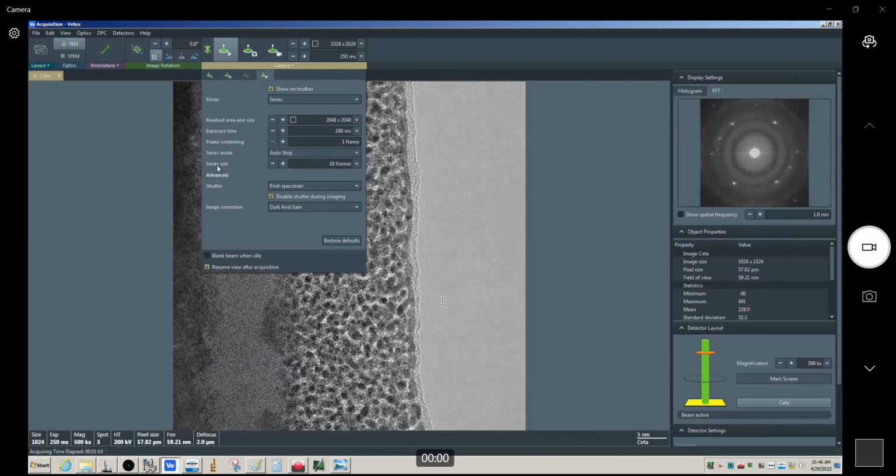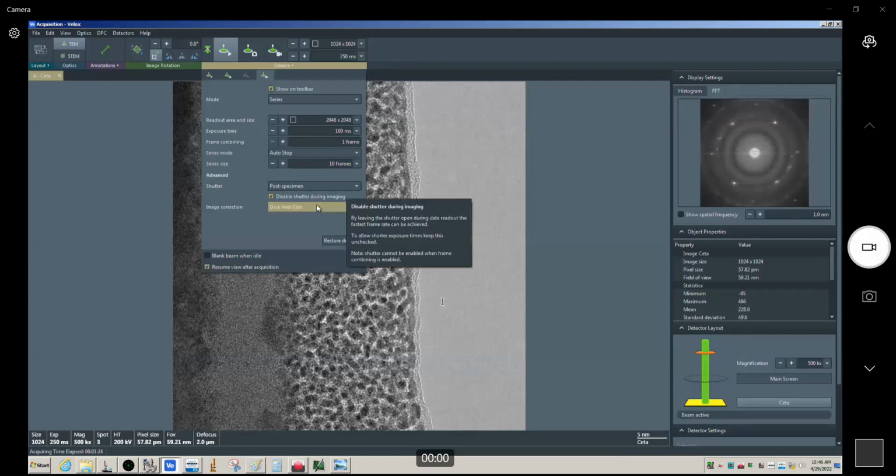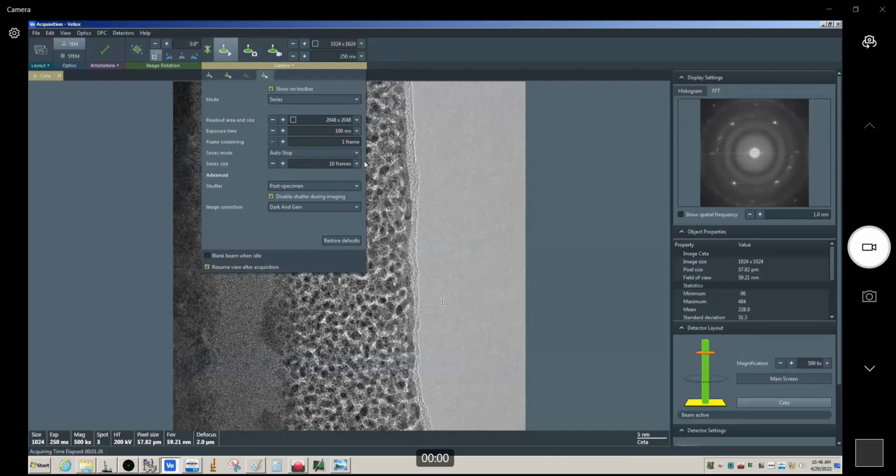This is a series size, because apparently you can actually put a number of subframes within this. But anyways, we'll leave this at 1 frame. So basically what it's going to do is it's going to collect 10 frames, each of them with a 0.1 second exposure. Okay, so let me go ahead and do this.